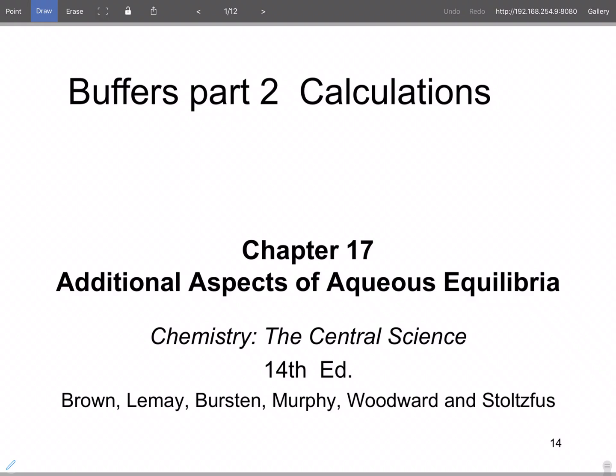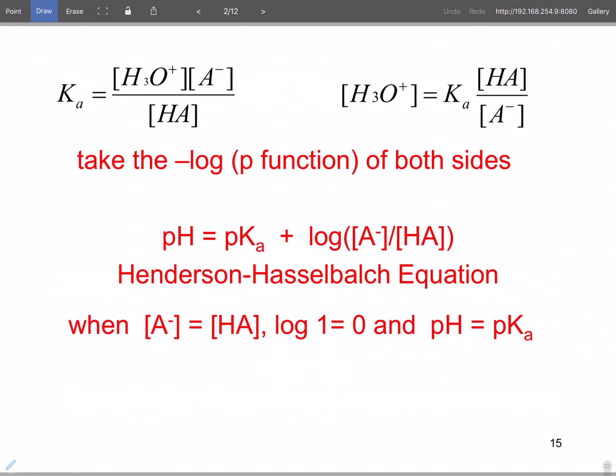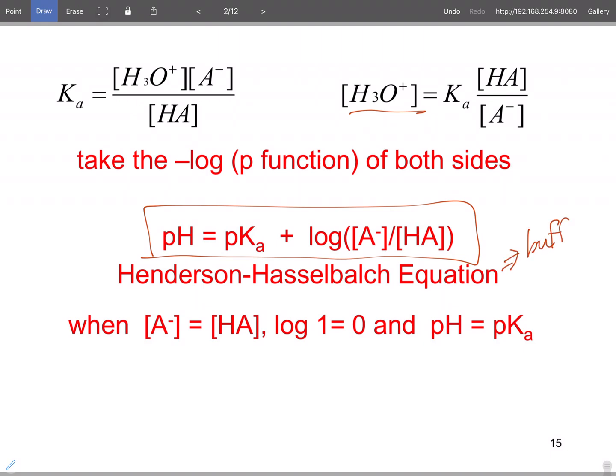Part of the buffers is starting the calculations. Now, buffer calculations are in some respects a whole lot easier, because what you're going to do is take the Ka and solve for the hydronium ion concentration. Then you take the negative log of both sides. Once you do that, you end up with what is called the Henderson-Hasselbalch equation, which is the one used for buffers. Okay?